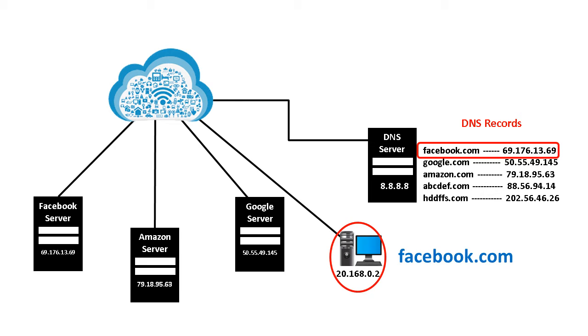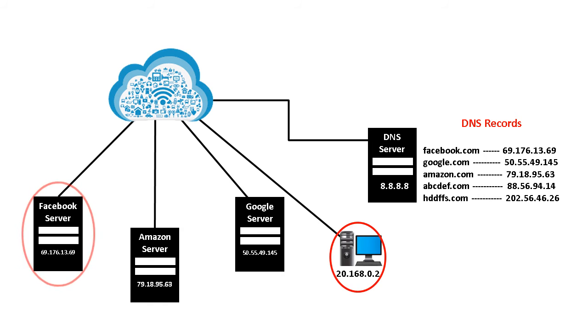After finding the IP address of that requested domain name, the DNS server will send the IP address back to our system. Now our system knows the exact IP address of the associated domain name, like 69.176.13.69 for facebook.com. So now our system will find the intended server, that is the Facebook server, by the unique IP address 69.176.13.69 over the internet directly.